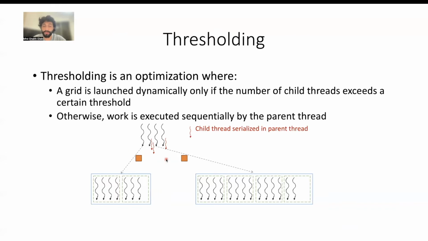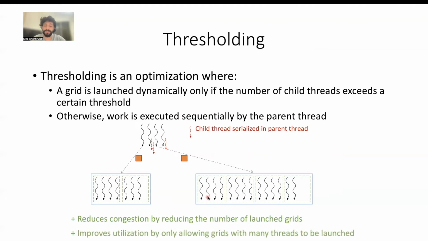If we apply the optimization here, we can see that the second and fourth parent threads do not have enough threads in their launch, so their work is serialized to the parent thread because they are small. Thresholding reduces the congestion by reducing the number of launched grids. It also improves utilization by only allowing grids with many threads to be launched.